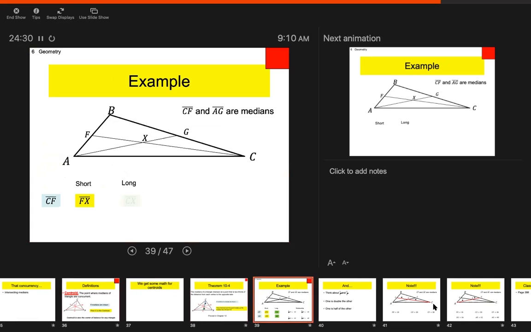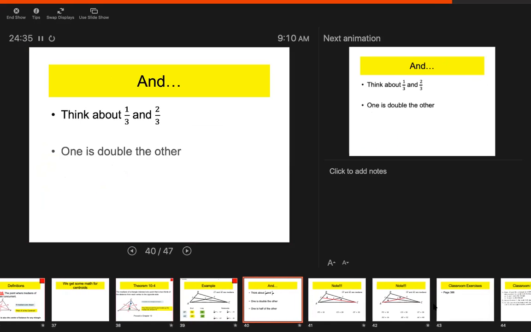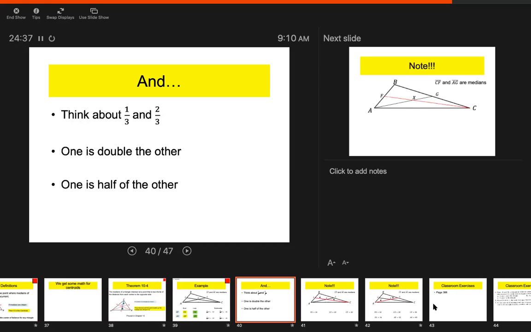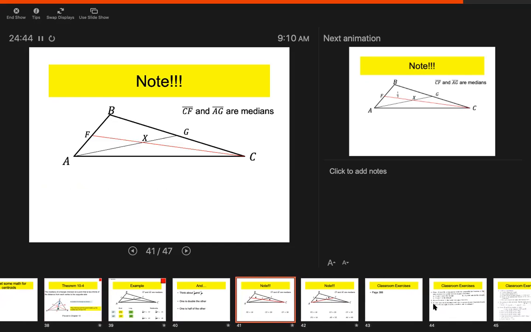All right, back to the last piece, which is, let's talk about the relationship between one-third and two-thirds. We just did it. West knocked it out of the park, right? One's half of the other, one's double the other, okay? All right, so let's look at just the red. Danny, you see the red?